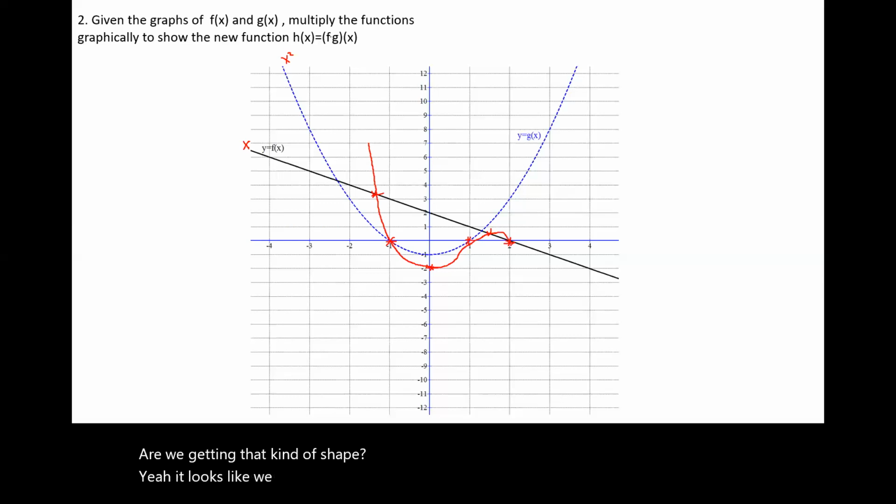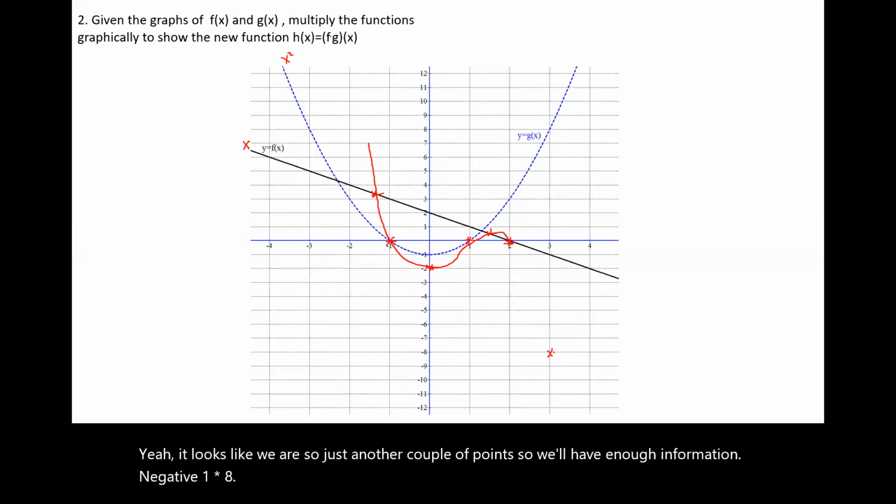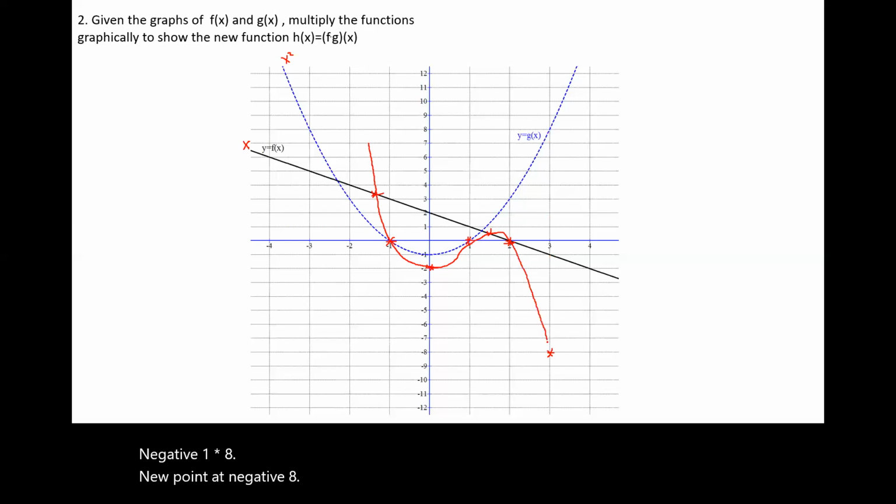So just another couple of points and we'll have enough information. -1 times 8, new point at -8. And maybe one more. 3 times 4 is 12. And that's how quick it is to do these.